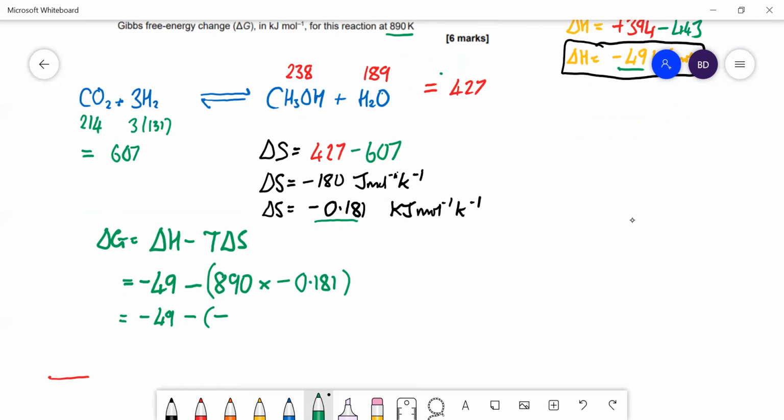That's 161, okay. Of course, those two minuses become a plus. So our final value is plus 111.2 kilojoules per mole. That's our units of delta G, kilojoules per mole. It doesn't ask us what the significance of that is, but of course it's positive, so it means that reaction is not feasible at that temperature.